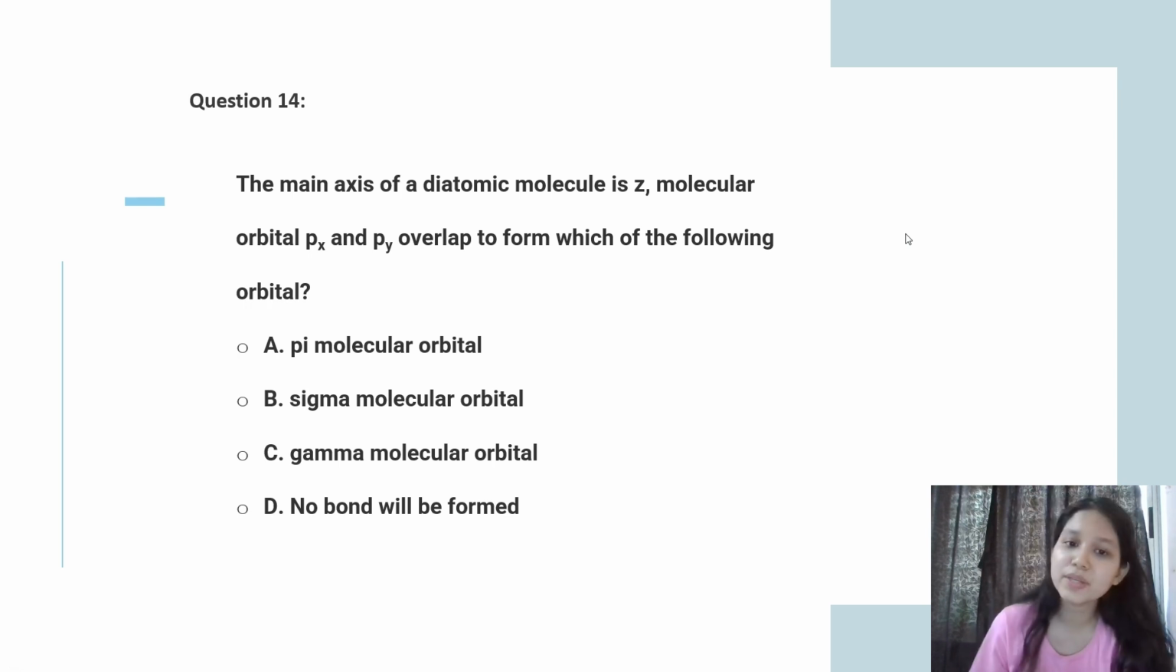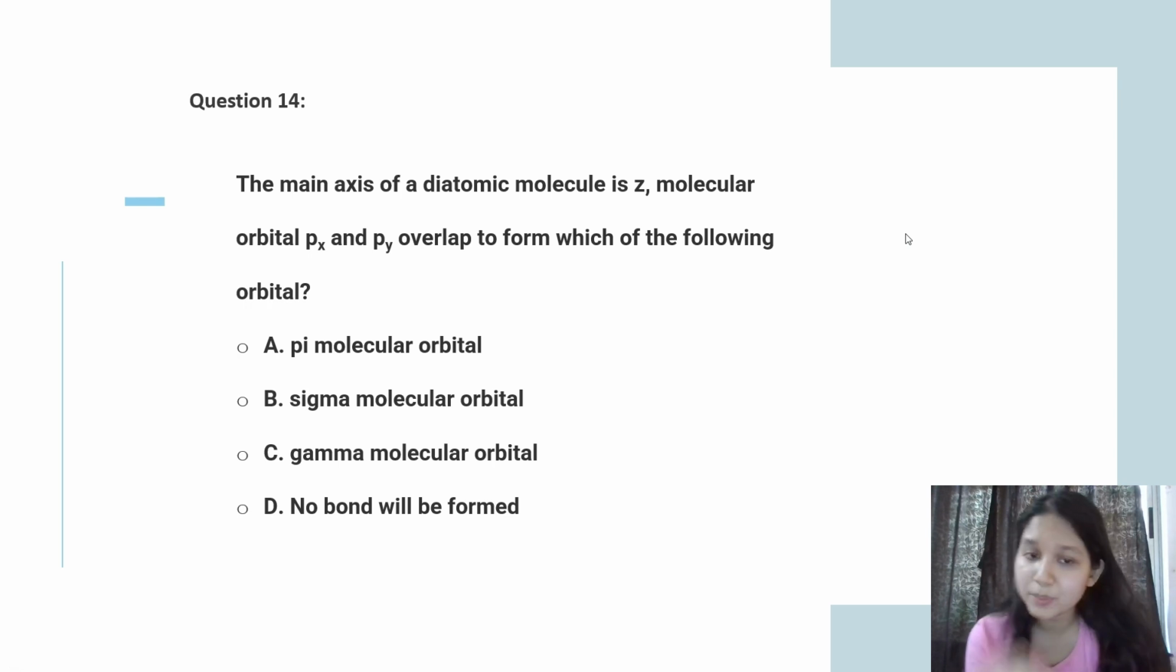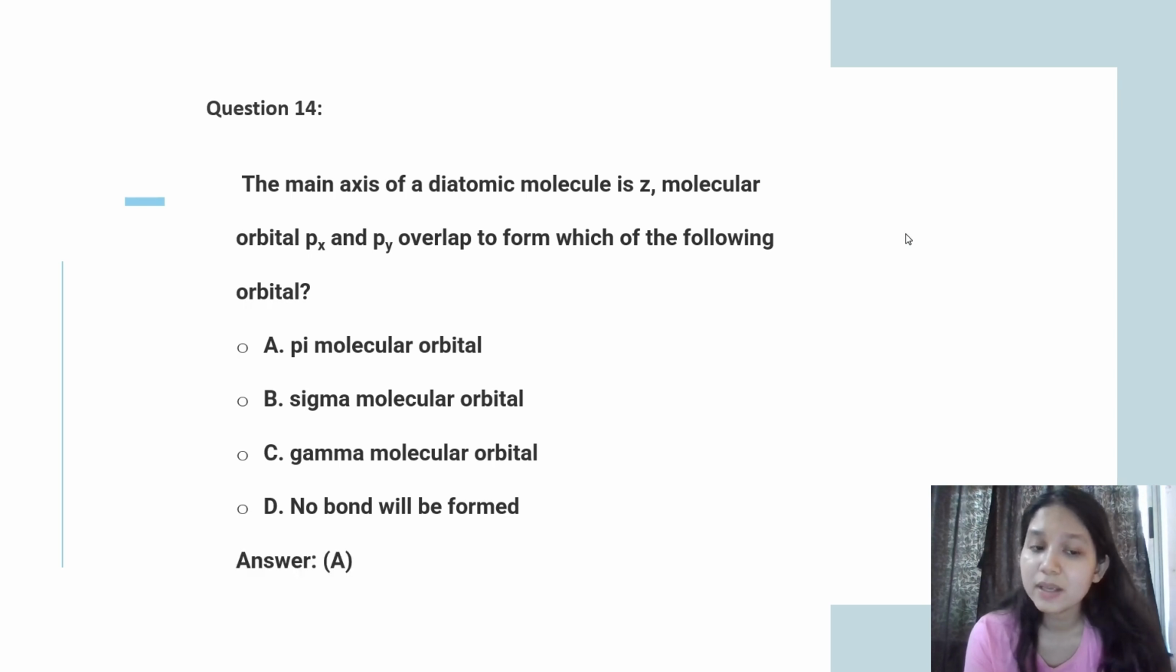Then in question number 14, we imagined that the main axis of a diatomic molecule is Z and the molecular orbitals px and py overlap, between the px orbitals of the two atoms and the py orbitals of the two atoms. That overlap gives us a molecular orbital, and we figured out that option A is the correct answer. Px-px and py-py overlap to give us the pi molecular orbital.